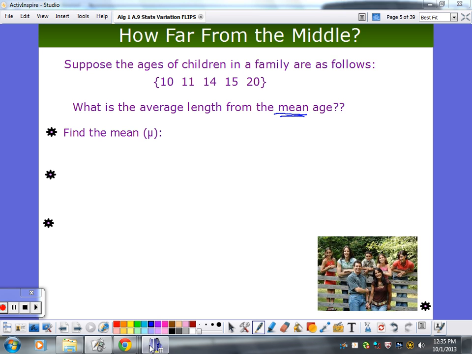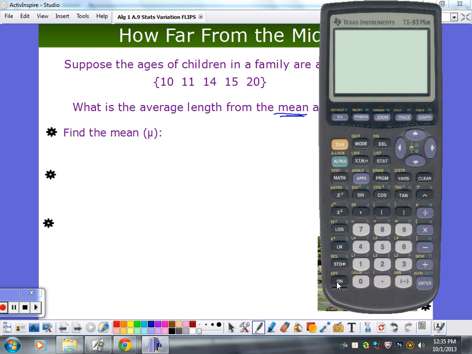So let's just review how you can use the calculator to find the mean. I got some stuff in here, so I'm going to empty it out. So anyway, I want to find the mean. How old are the children? I have a 10-year-old, 11, 14, 15, and 20, right? Those are the ages of my children.